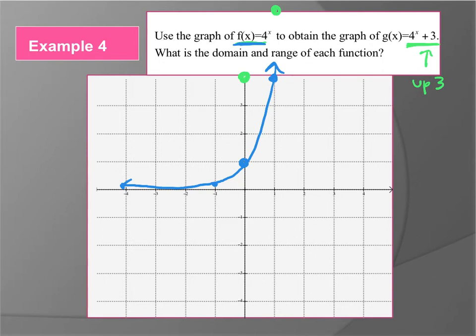And then when we plug in negative 1, negative 1 would make this 1/4 plus 3. We could change this into 13/4, but we could just go up 3 and then 1/4. So 3 and 1/4 right there. So now that we have our 3 points, we can graph our exponential function.